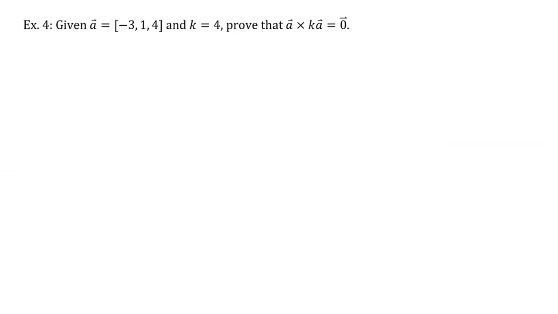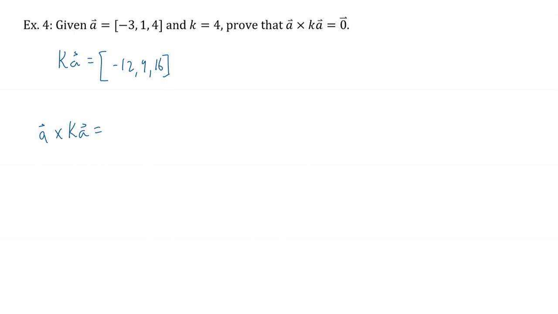Okay, given A and K, prove that A cross K times A is 0. So the first thing I'm going to do is find KA. So it's just negative 12, 4, 16. Then we're going to do A crossed with KA. The nice thing about this is we know that these are collinear, and you can look at two other vectors that are clearly a scalar multiple of each other. But since we've actually taken A and scaled it up, we know that it's a scalar multiple, and so it's kind of nice to know that these are collinear, and we know how this should play out.